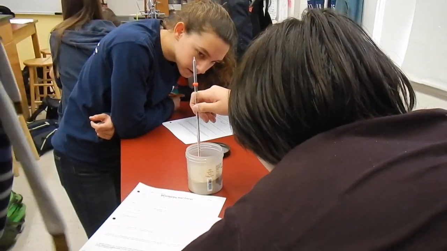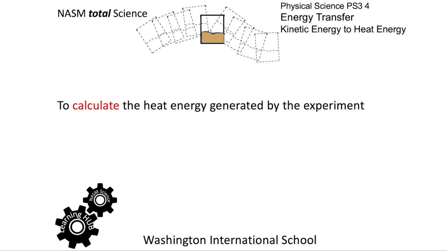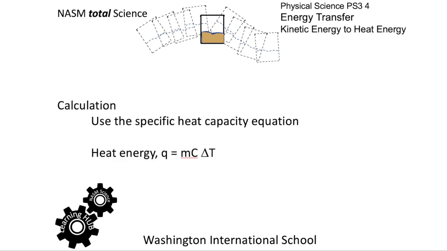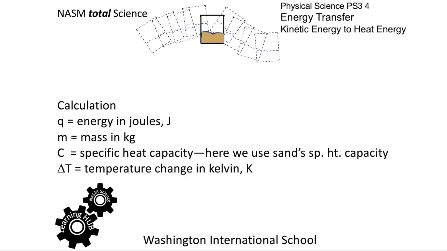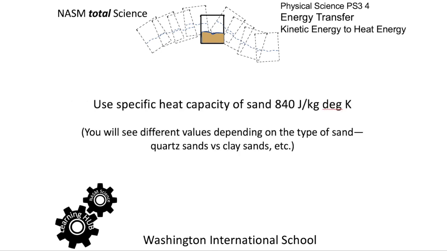26. And then we're going to calculate the heat energy generated during this experiment with the data that you have collected. We'll use the specific heat capacity equation, where heat energy is the mass of the material that you're dealing with, times C, the specific heat capacity, times delta T, the temperature change in Kelvin. Numerically, it's exactly the same as the Celsius change.